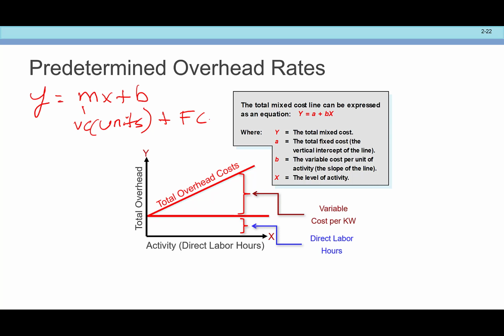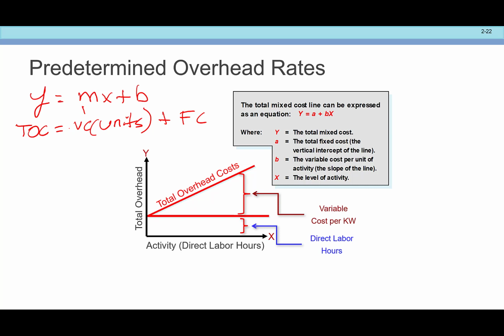Now you may be saying, well, John, y, which is the total cost, is this being expressed as a plus bx? Why are you using these weird letters? We learned in algebra y equals mx plus b. I see now that you have tied the total overhead cost to a more representative equation here, the elements of the equation, which is variable cost times the units plus fixed cost equals my total manufacturing overhead cost, right? Okay, so why these other letters?